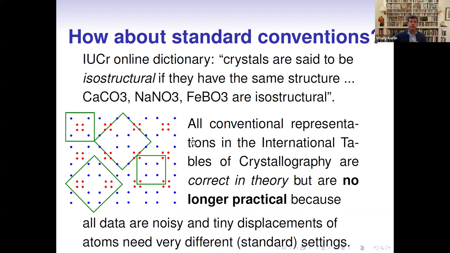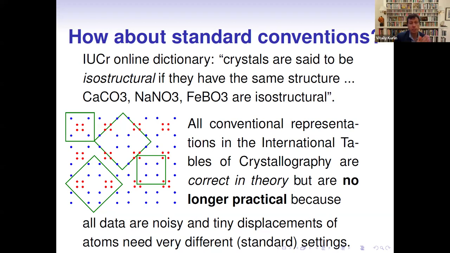So crystallographers tried for a long time to define a canonical representation for a crystal, also called conventional, and indeed there are long books and many volumes of International Tables of Crystallography. They discuss how to do it for different types of crystals. Yes, this is all correct.